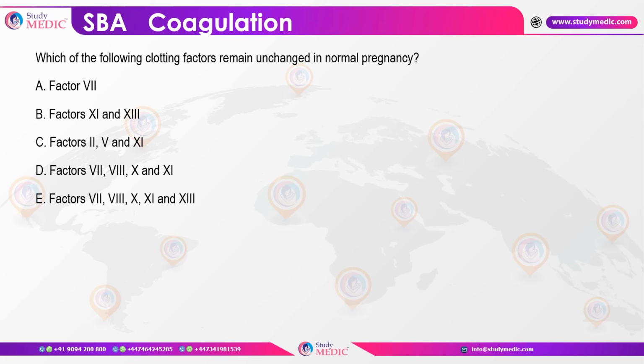Another hot topic and always a source of confusion is the coagulation pathway. Which are the factors that remain the same, which are the factors that increase, which are the factors that decrease, is always a source of confusion. Remember, this is a UK based exam, always follow the RCOG guidelines. Okay, so according to RCOG, factors 2, 5 and 11 remain unchanged.